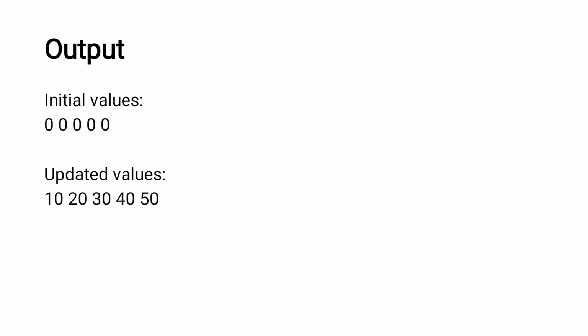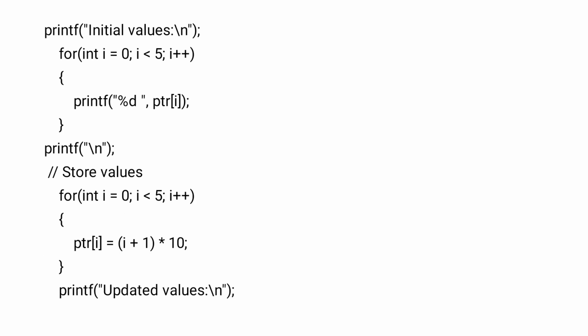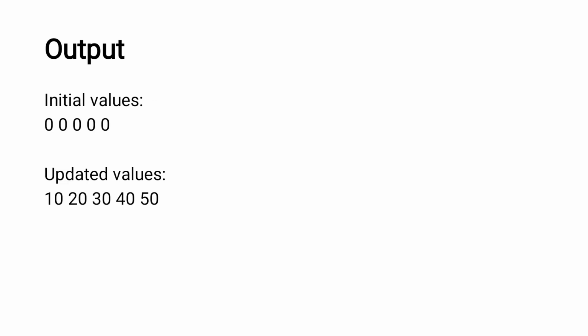So the output will be like this. Here we are printing the initial values, taking all those memory location values. The 5 initial values are 0, and after that we are printing the updated values again. Now we are storing the new values 10, 20, 30, 40, 50, and they are displayed. This is about calloc, that is, dynamic memory allocation using calloc.